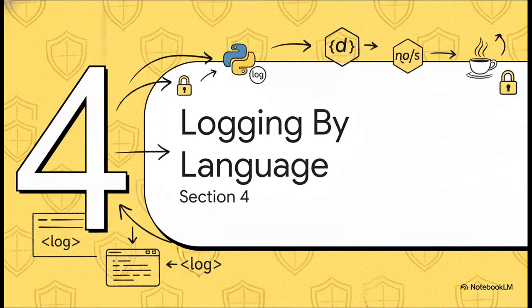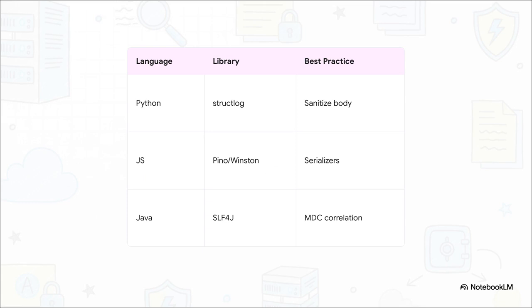Let's look at Section 4. Secure logging by language. All right, let's talk code. Across all languages, your golden rule is to rely on structured JSON logging. Honestly, skip the messy strings. If you're in Python, grab libraries like structlog and set up redaction filters to automatically strip out credit card or email patterns. For the Node.js folks, use Pino or Winston with redaction serializers.